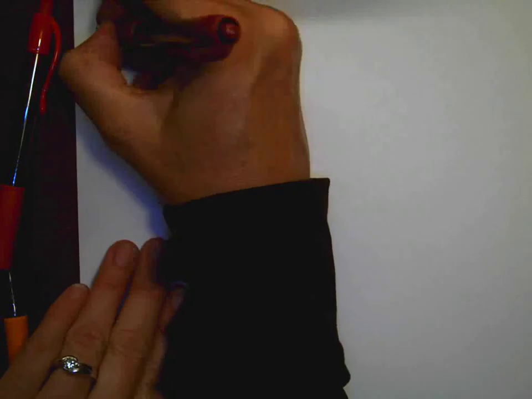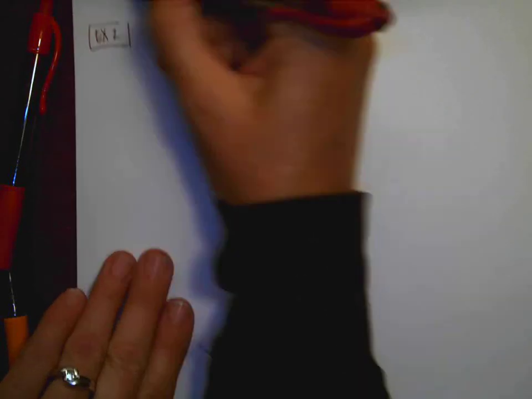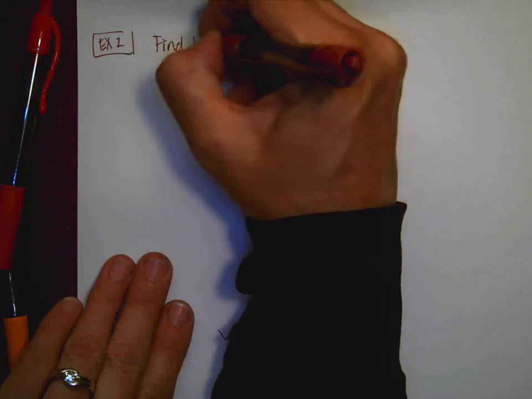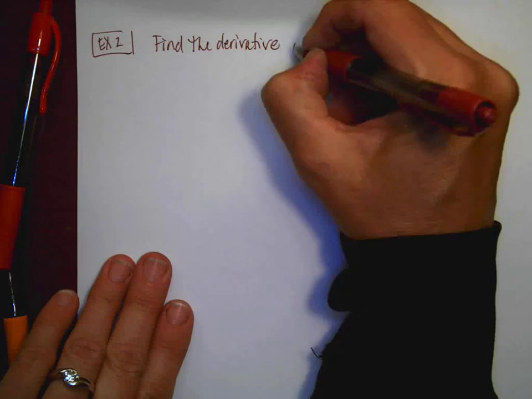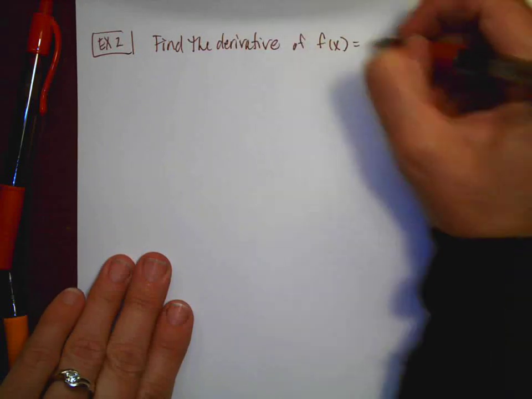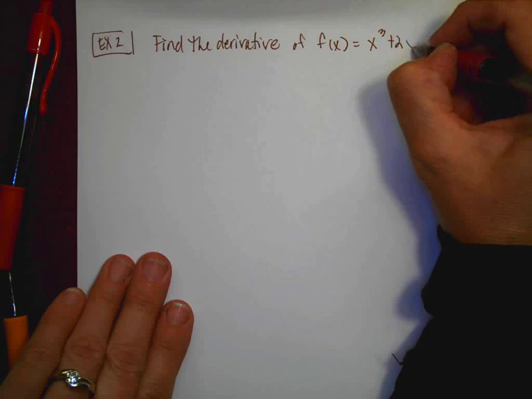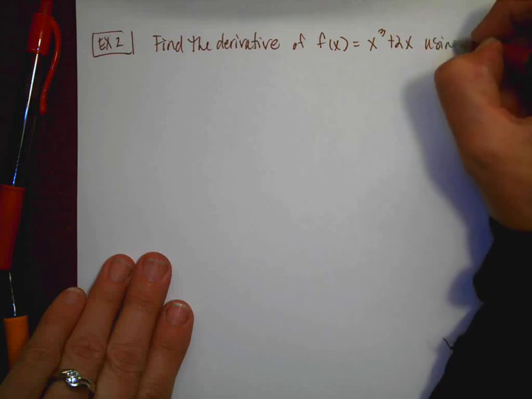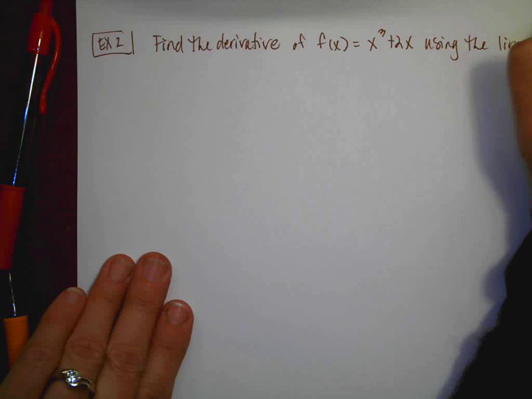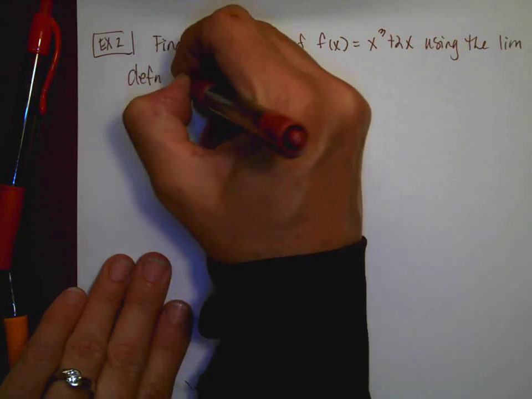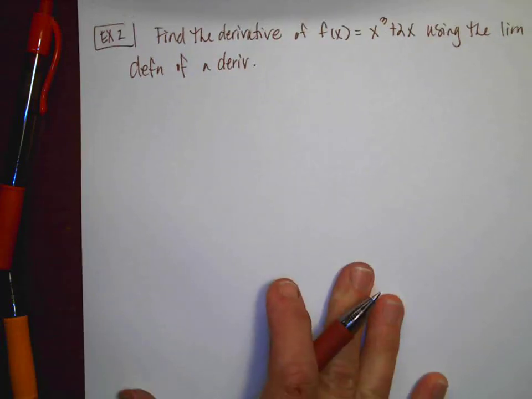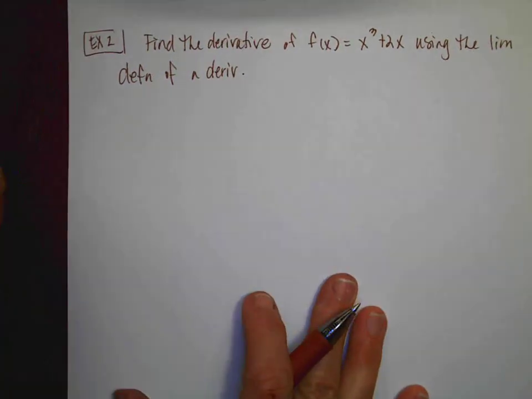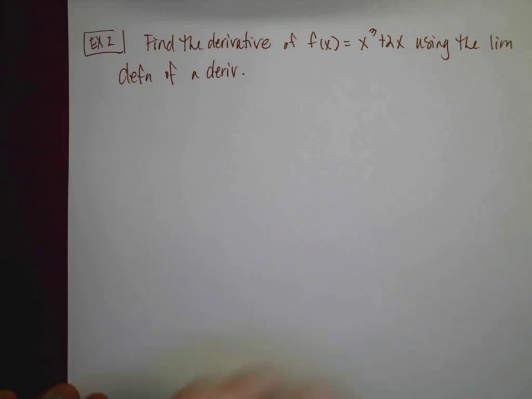All right, let's do our next example. This is going to be example 2, and I want to find the derivative of f of x is equal to x cubed plus 2x using the limit definition of a derivative. Alrighty, so keep your shorts on because we have a lot of algebra to do.